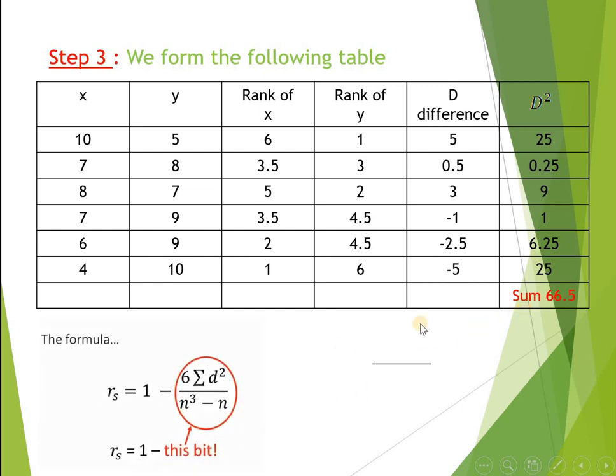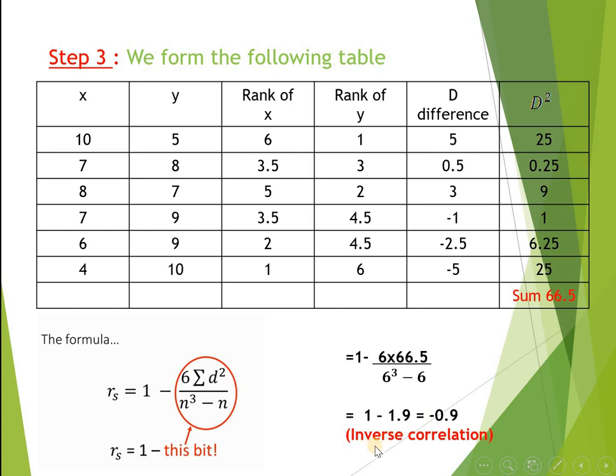After that, just plug what I calculated into that formula, which is 1 minus 6 sum d square, which is 66.5, over n power 3 minus n. Don't forget, n means how many values you have, how many pieces I have here. So the number of values is 6 power 3 minus 6. Just 1 minus that fraction in your calculator, 1.9, it's negative 0.9.